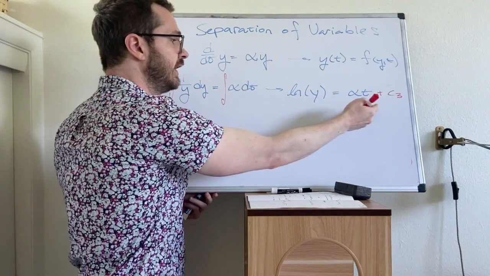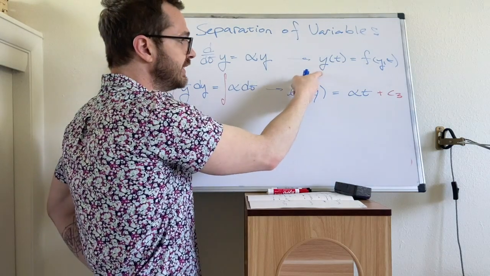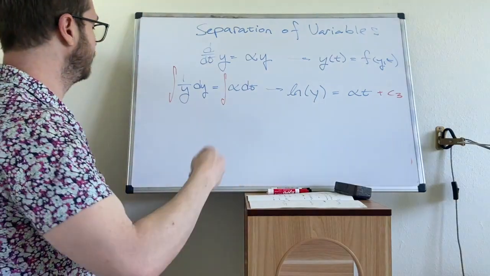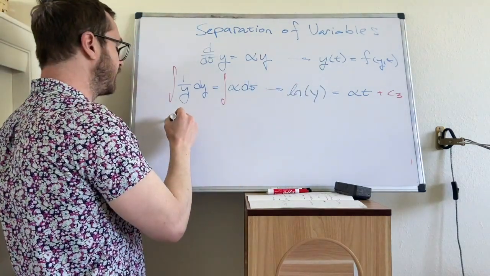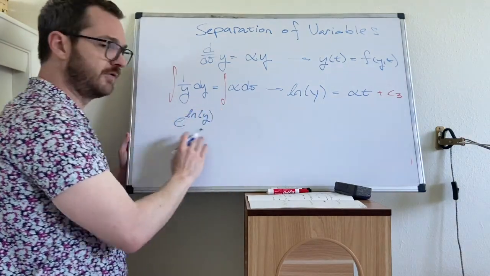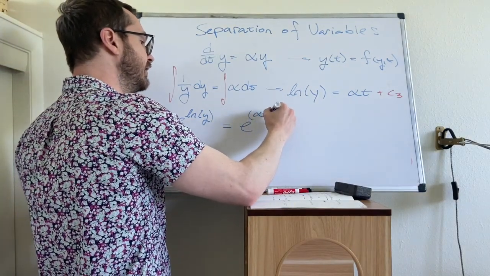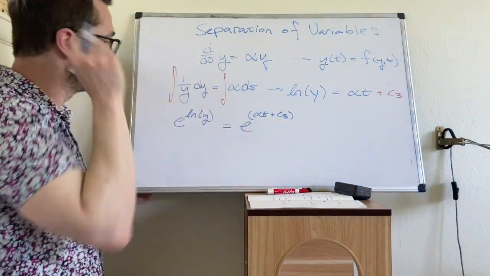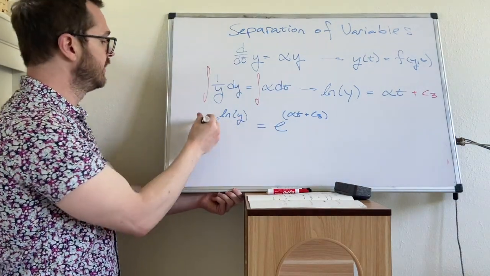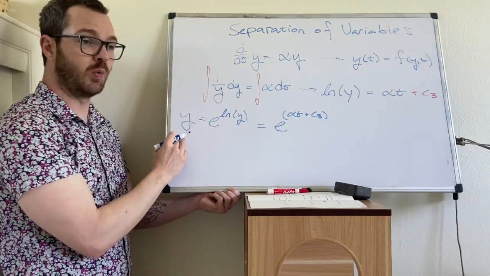So we have natural log of y equals alpha t plus C3. What are we going to do next? Well, we said we want an equation for y, not an equation for the natural log of y. So we need to get rid of the natural log. We will take the exponent of both sides of the equation. So e raised to the natural log of y equals e to the alpha t plus C3. On the left side, when you take the natural log of y and raise e to that, the e and the natural log cancel, and this equals y.